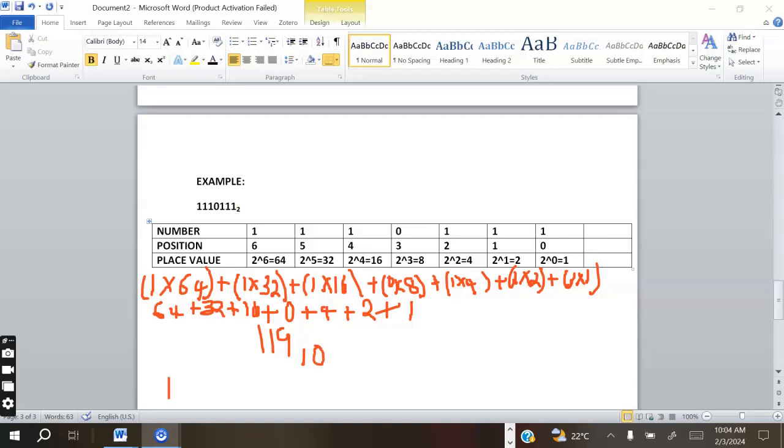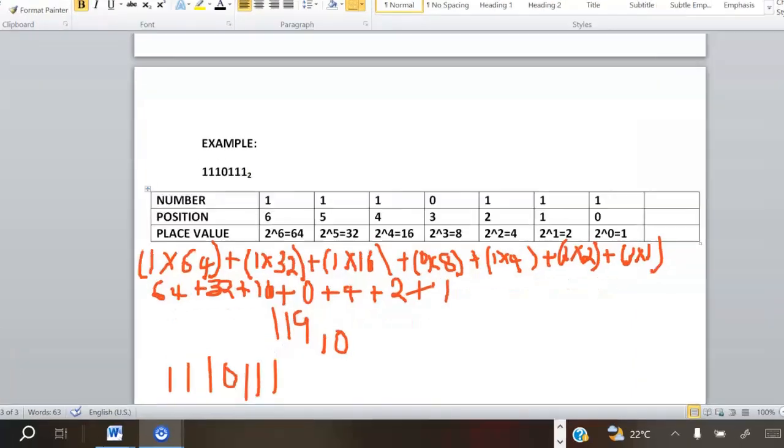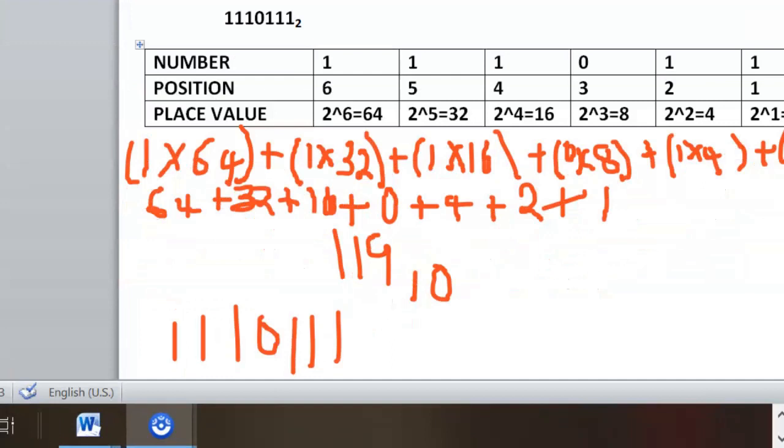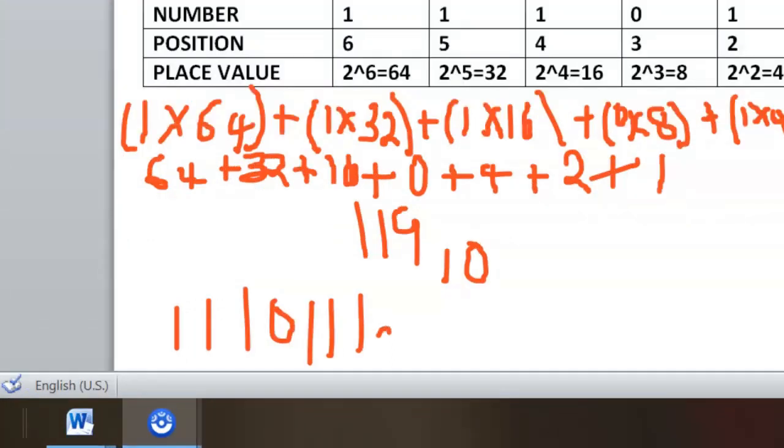Therefore, we can conclude by saying that 1110111 base 2 is 119 base 10. So those are the answers for each and every question that we have done.